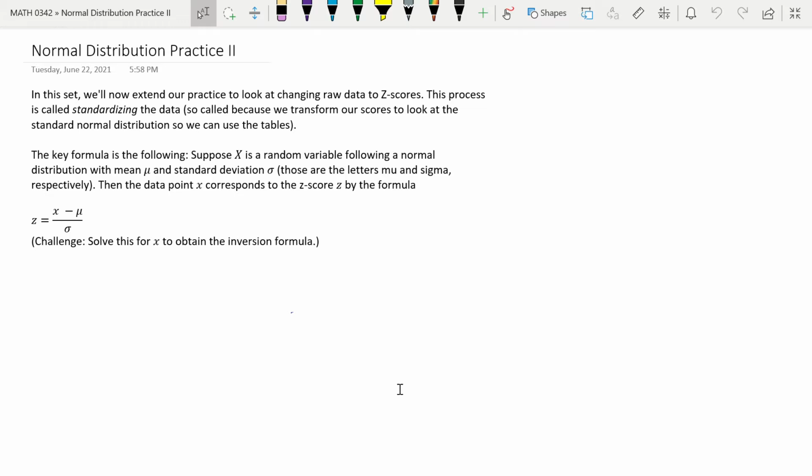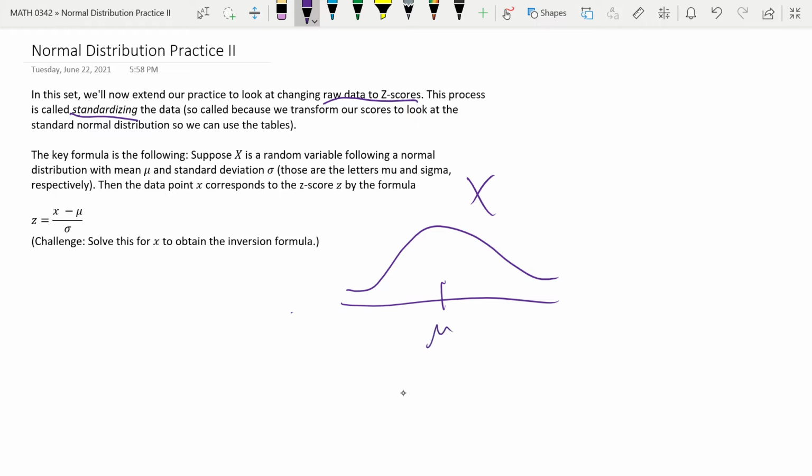Now we're going to generalize this and talk about using the normal distribution and the z-table, but for specific data sets. In particular, we will look at how to go from raw data to z-scores, which we will call standardization, standardizing the data. That means we're going to move from some normal distribution x with some mean mu, and transform this into something with mean 0 and standard deviation 1, the standard normal distribution, the z distribution, if you will.